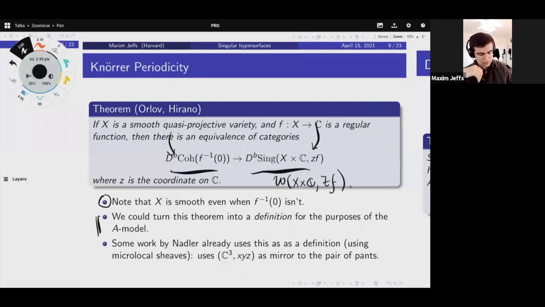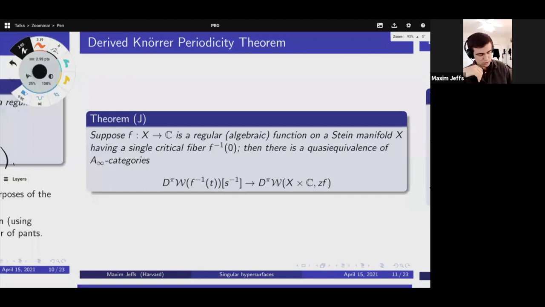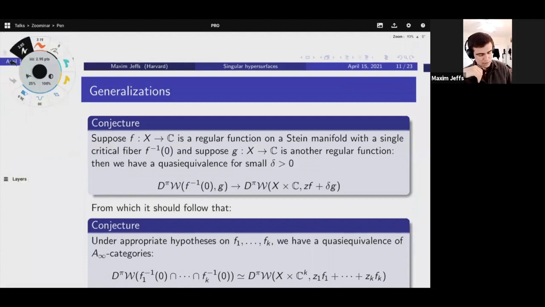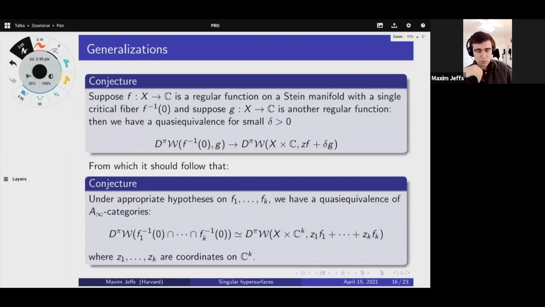So the main result is the following theorem, that actually these two supposed definitions are equivalent. So if I have some regular function on a Stein manifold with this singular critical fiber, then actually these two definitions are quasi-equivalent. The first being the localization definition, and the second one being this Orlov suspension, or this Orlov category. And then maybe some of the ongoing work on generalizations is that there are similar results for the relative case and for complete intersections on the B side. And so one could hope that these also hold for Fukaya categories. Namely, if the singular variety carries a superpotential, carries some other regular function, or I'm looking at a complete intersection, that I can also do similar things. And these are work in progress.